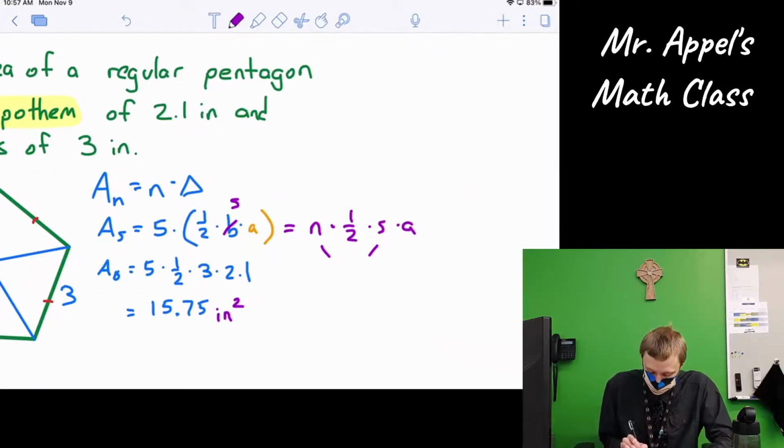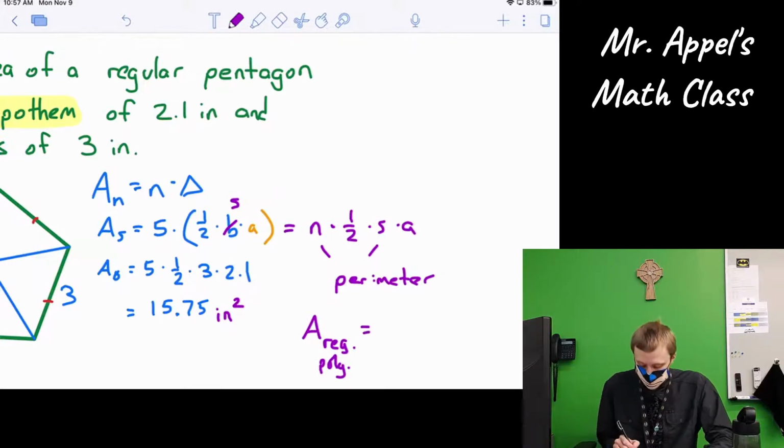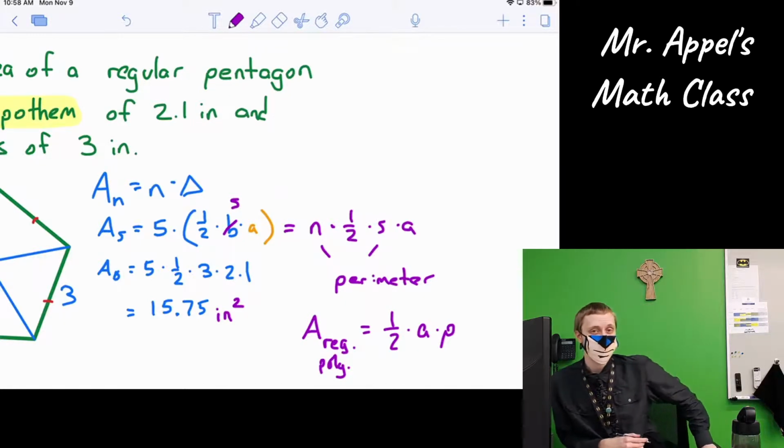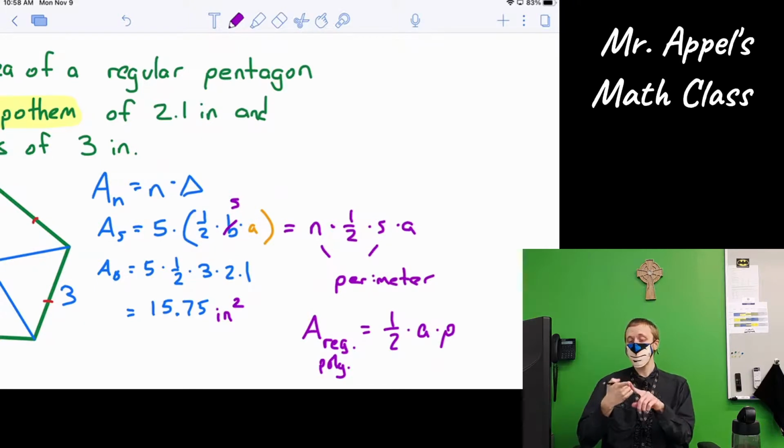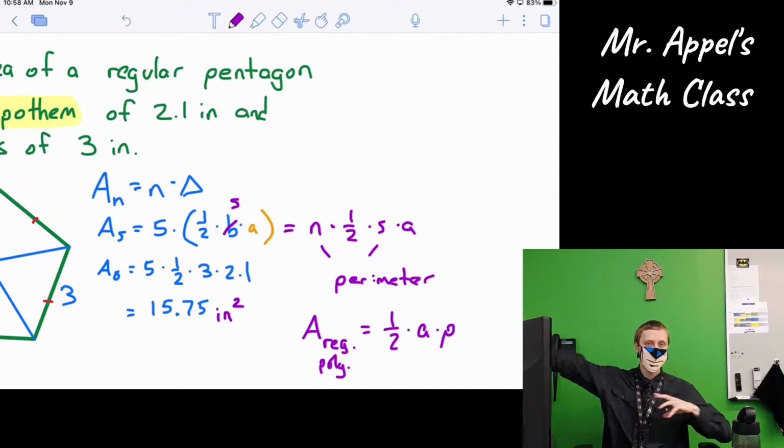But n times s gives us the perimeter. So the area of a regular polygon could be thought of as equal to 1/2 apothem times perimeter. And the thing you just need to remember there is, what's the apothem? Is it given to me? Because if it's not given to you, then you have to calculate it. And the way to calculate it involves a bit of trigonometry, if you're unlucky. But we'll talk about some of those shortcuts next week.